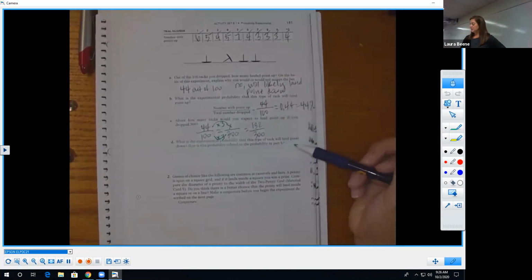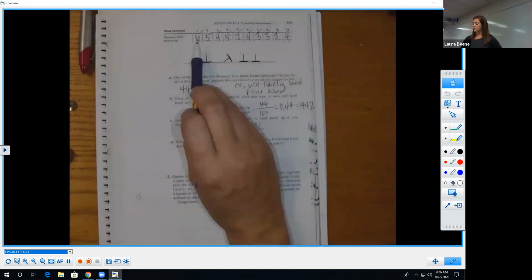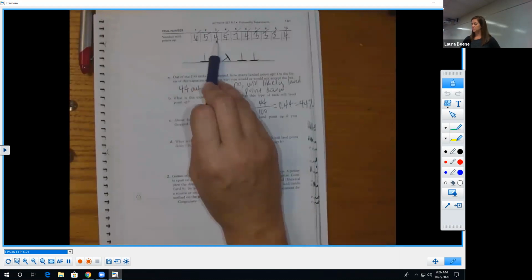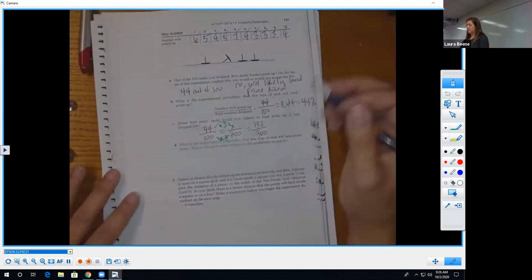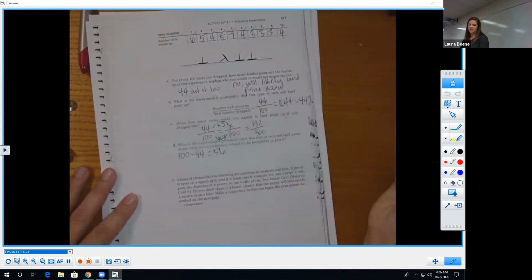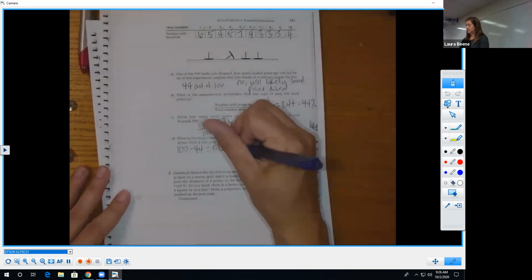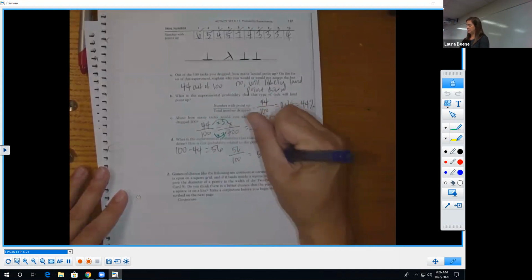Okay. What is the experimental probability that this type of tack will land point down? If 44 out of 100 landed point up, how many landed point down? Well, you could count 4 from this one, 5 from this one, 6 from this one, 5 from this one. Or if 44 out of 100 land point up, then 100 minus 44 would be 56. So 56 out of 100 landed point down, or 56%.